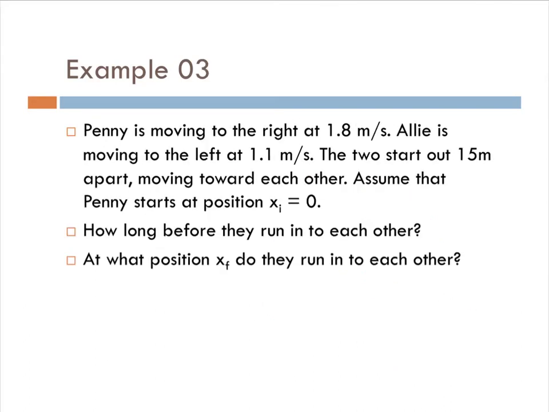And our last example: Penny is moving to the right at 1.8 meters per second, Allie is moving to the left at 1.1 meters per second. Already getting a couple of important pieces of information. To the left, 1.1 meters per second, and to the right, 1.8 meters per second. Because we are talking about velocities, right is going to mean positive, left will mean negative.